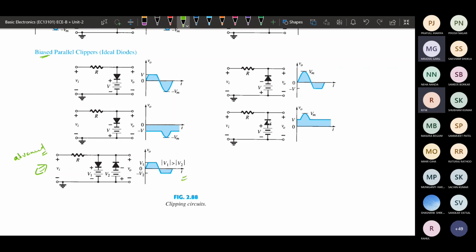Questions like this are sometimes asked, and similar questions have been asked in GATE also. You can just see the previous year GATE papers to see how it works. So here it includes the concept of a positive and a negative clipper at the same time. And this is the case where negative clipping is done with a parallel clipper.